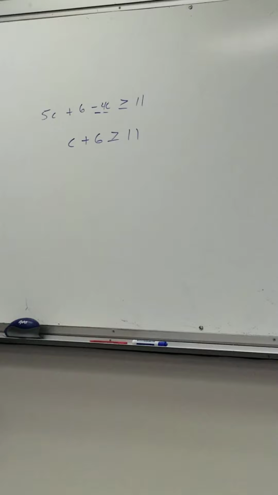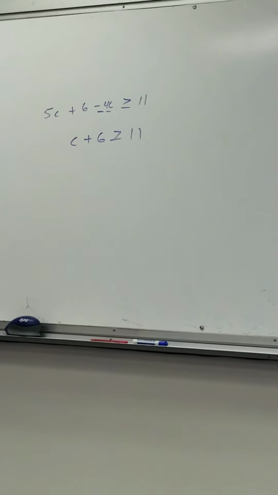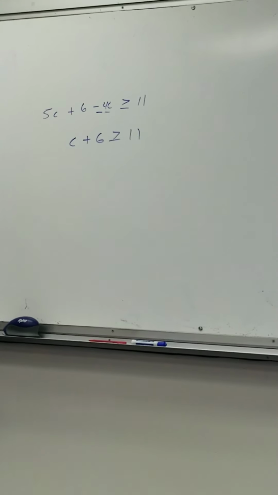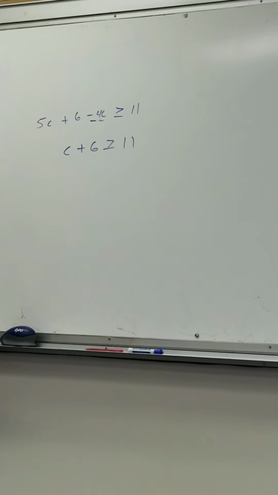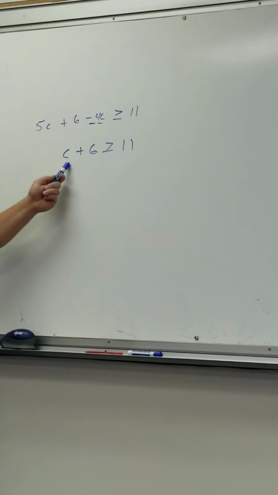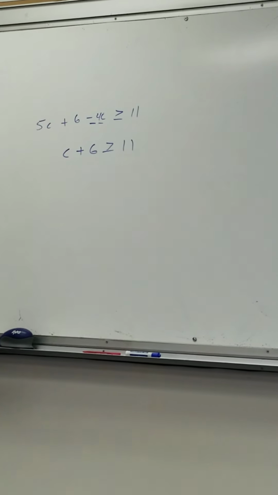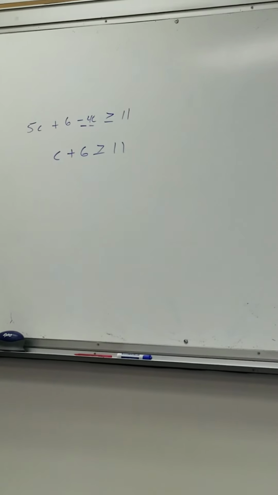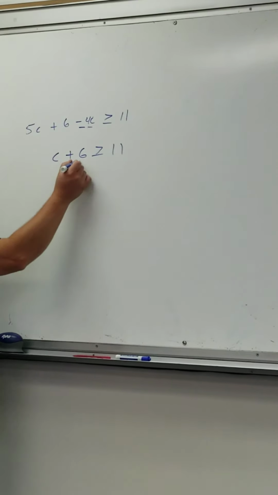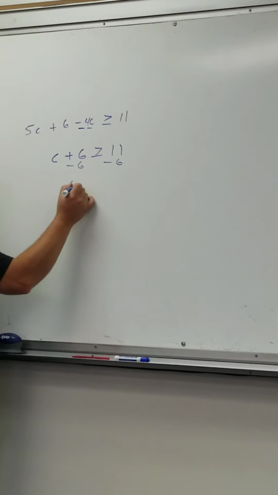All right. Now what should we do, Briley? I got to get rid of the 6. Very good. See how she's focused on the variable? Okay, how do I get rid of the 6? What is it doing to the C right now? So I pedal backwards. I got to do the opposite thing. What is it? Subtract what? 6.